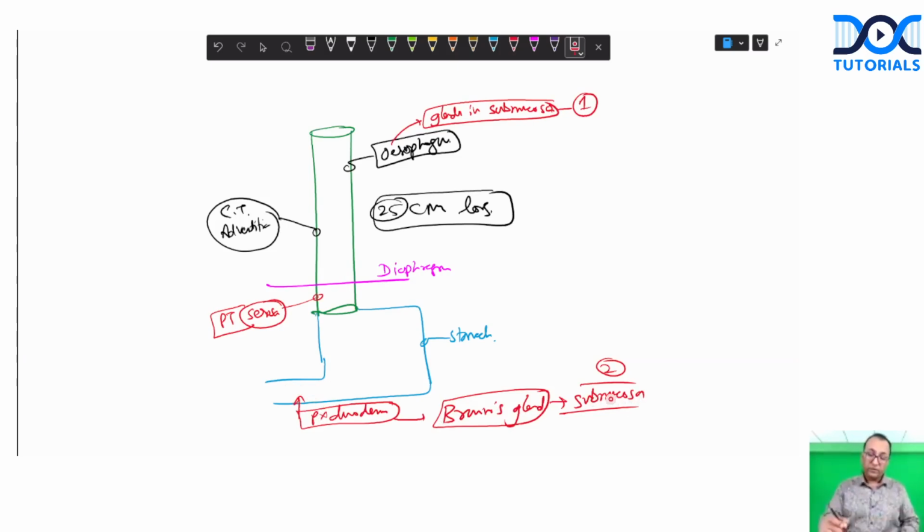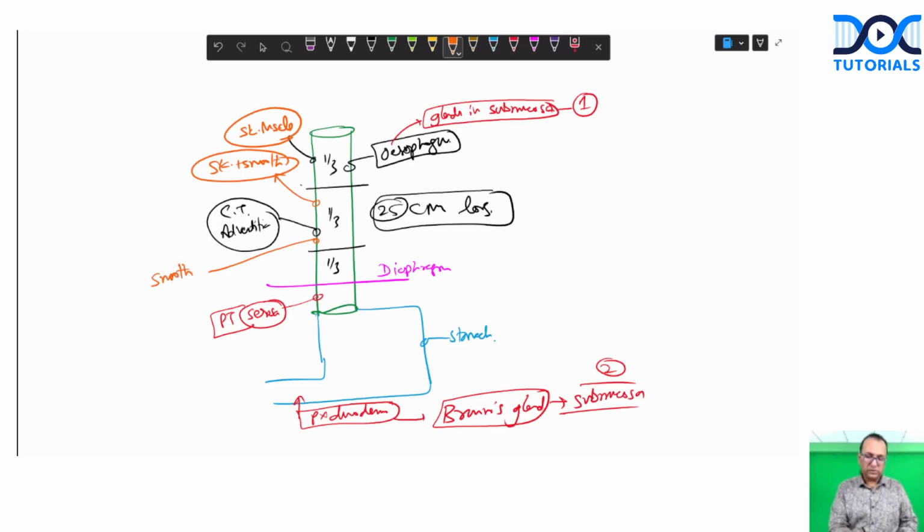Number three, the esophagus has three parts: upper one third, middle one third, lower one third. In the upper one third, it will have skeletal muscles in the muscular externa. In the middle one third, it will be skeletal plus smooth muscles in the muscular externa. And in the lower one third, it will have only smooth muscles in the muscular externa. So that I think you know already, but the middle is mixed. Otherwise, in the upper one third, it is only skeletal muscle.